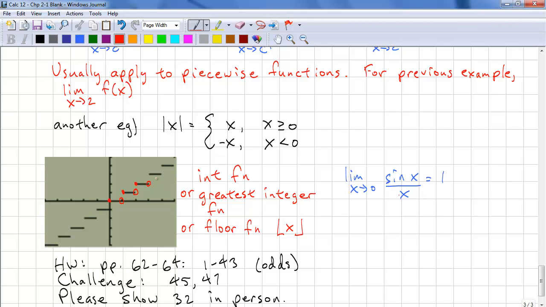Another thing you need to know is this limit is a property. For now, you'll have to accept that sine x over x as x approaches 0 equals 1. This is solved with L'Hopital's rule, which you will learn later on. And that completes this lesson.